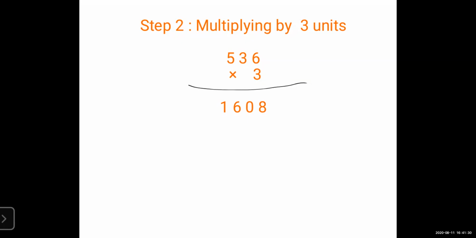See, 536 multiplied by 3. 3 sixes are 18. 18's 8, 1 goes to carry. 3 threes are 9. 9 plus 1, 10. 10's 0, 1 goes to carry. 3 fives are 15. 15 plus 1, that is 16. Meaning after multiplying 536 by 3, you will get here 1608. That is step 2. Okay, after multiplying by units.